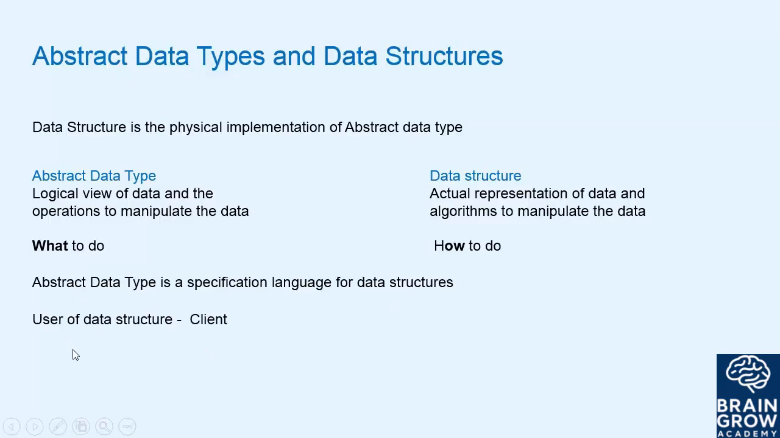A program that uses a data structure is generally called a client. The specification of abstract data type is called interface. And this interface is the only thing that is visible to the clients who use data structures. The clients have no knowledge of how the data is represented and how the operations are implemented. For example, when we use a built-in type, we only need to know the values that it can take and operations that can be performed on it. We don't need to know how it is implemented.